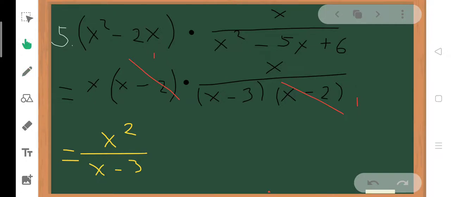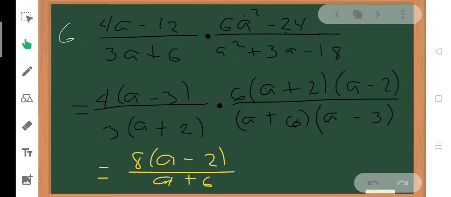So we can multiply now the numerators, x times x. So we have x squared. And then in the denominator, we have positive 1 times x minus 3. So we have x minus 3. So there is no common factor now. So this is now the simplified form.